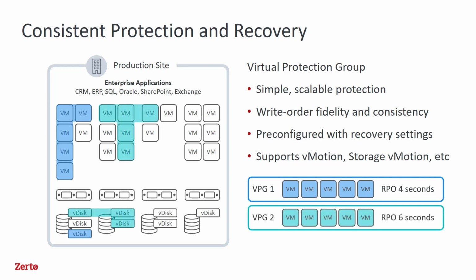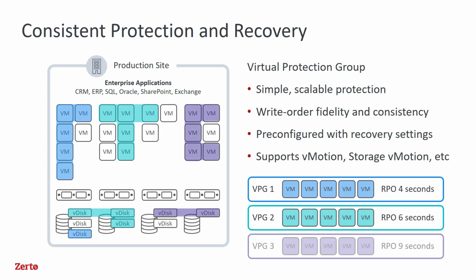And you can create multiple VPGs, and you can even set SLAs on top of those VPGs. Now, those VPGs maintain write order fidelity and consistency across all the VMs that are in that group. That means that if I recover that group to a specific point in time, all the VMs in that specific virtual protection group are recovered to exactly the same point in time. And while we're protecting those VMs, it doesn't matter where they are located. They could be on different clusters in the vCenter, they could be on different storage arrays, they could be on different data stores, doesn't matter.